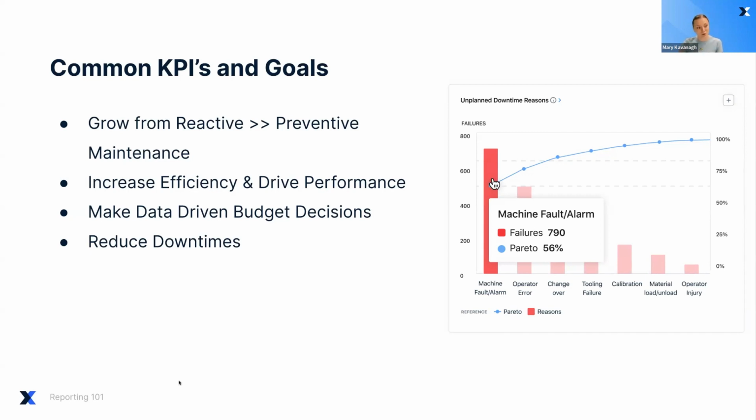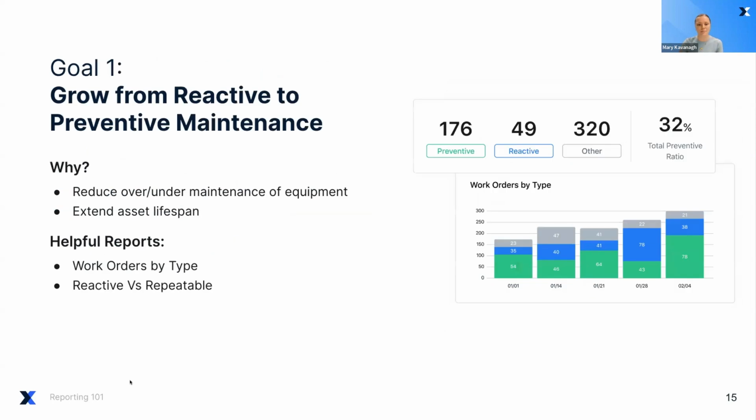So let's get into these in a little bit more depth and a little bit more detail. Starting with goal 1, growing from reactive to preventive maintenance. Firstly, just a disclaimer, if any of these goals don't resonate with you, you don't have to use them. If they do, take them and run with them. If there are additional goals you want to use, go for it. These are just some suggestions and some ideas of how to drive and demonstrate the success of your maintenance team.